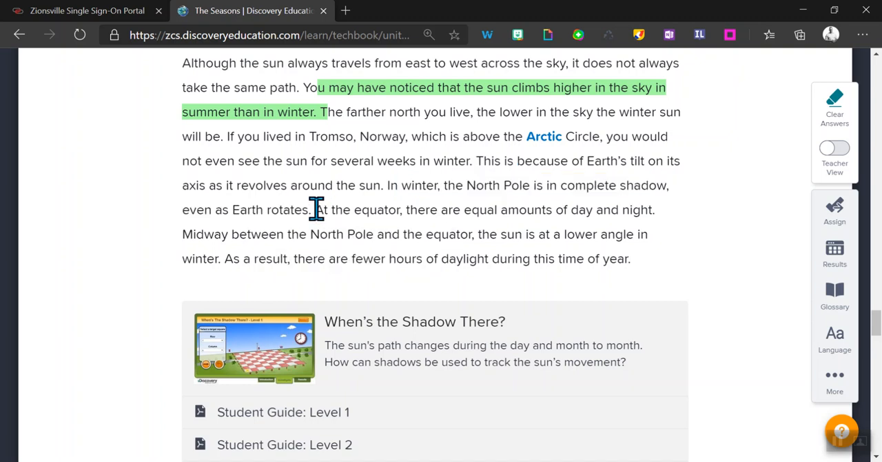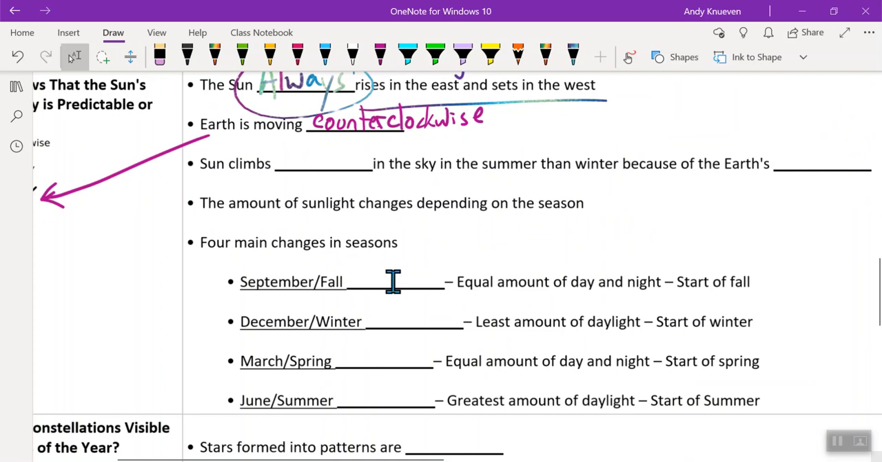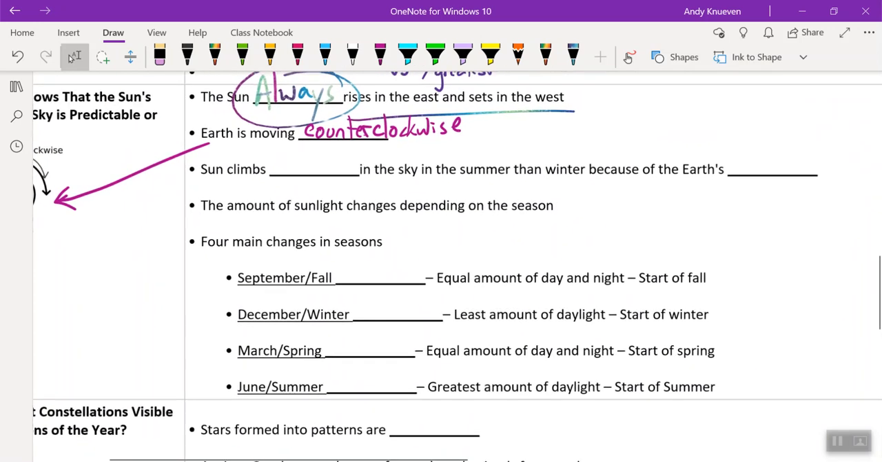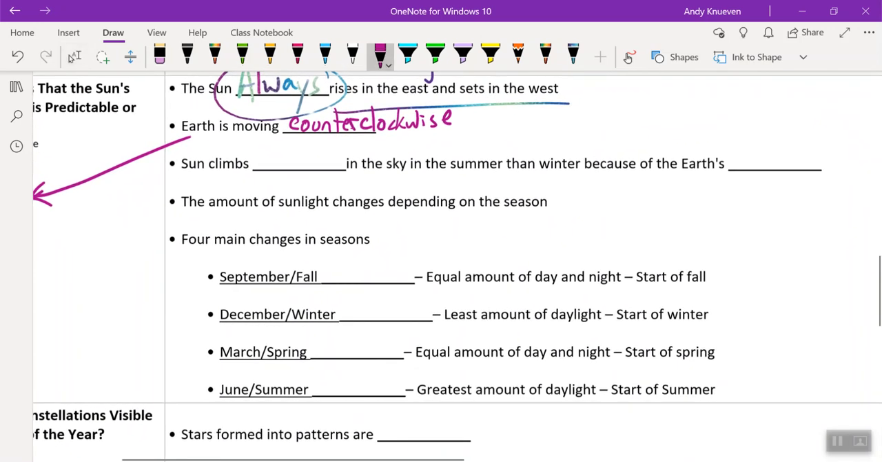At the equator, there are equal amounts of day and night. Midway between the North Pole and the equator, the sun is at a lower angle in the winter. As a result, there are fewer hours of daylight during this time of year. We'll get into more detail here and witness this, but the sun climbs higher in the sky in the summer than in the winter because of the Earth's tilt.